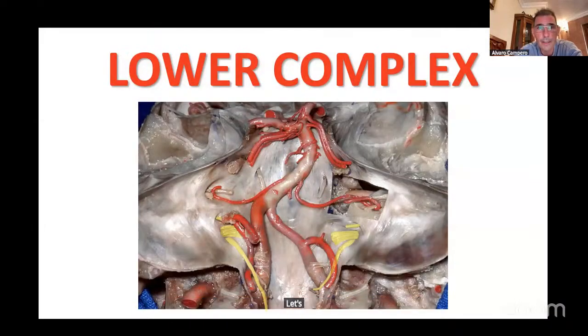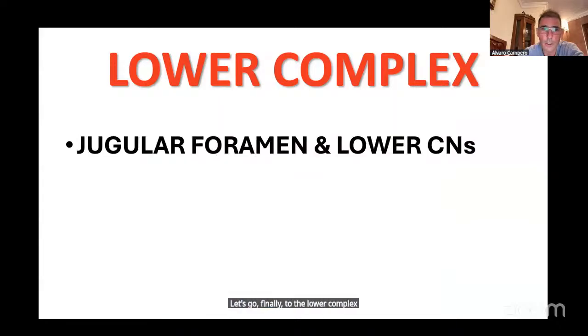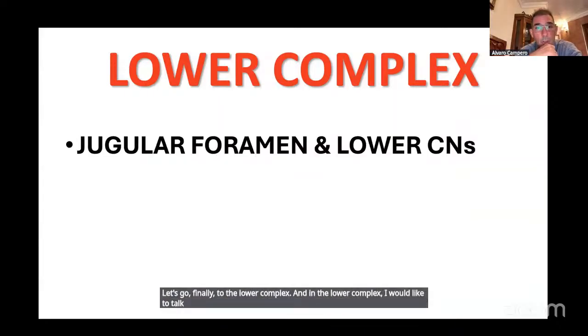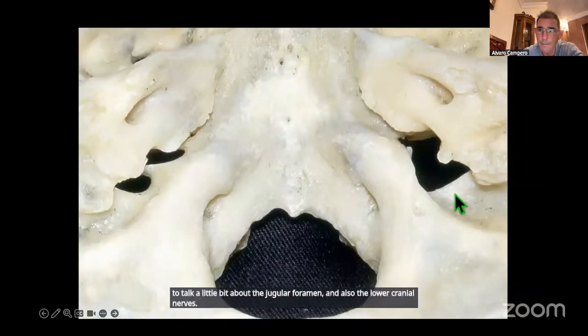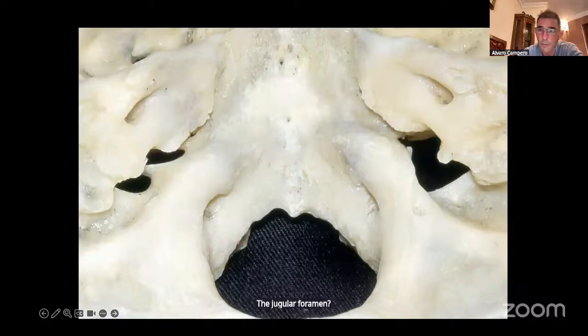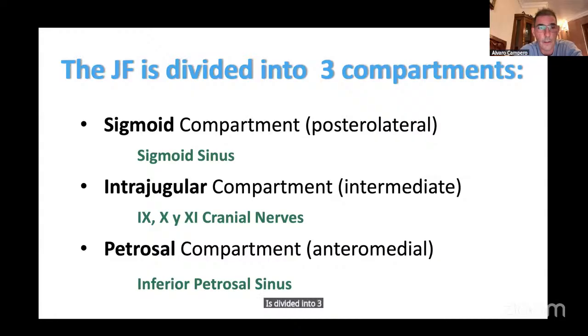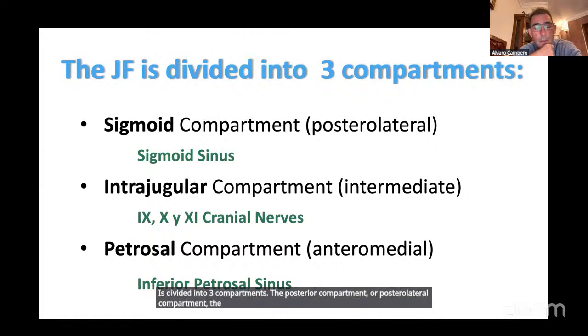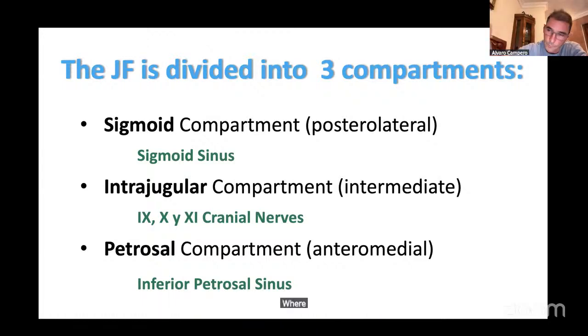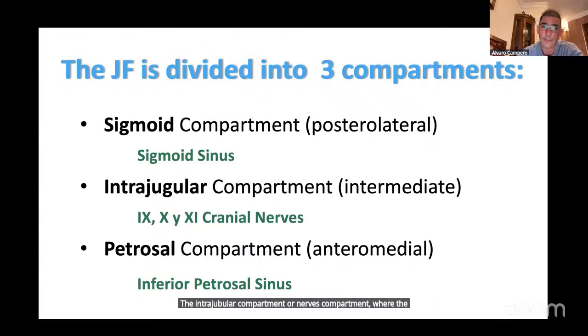Let's go finally to the lower complex. In the lower complex, I would like to talk a little bit about the jugular foramen and also the lower cranial nerves. The jugular foramen, this very important foramen in the skull base, is divided into 3 compartments. The posterior or posterolateral compartment, the sigmoid compartment, where the sigmoid sinus goes. In the middle, the intrajugular compartment or nerve compartment, where the 9th, 10th, and 11th cranial nerves go.